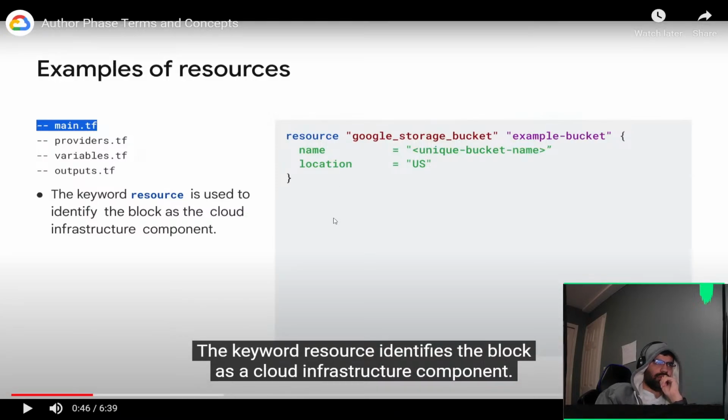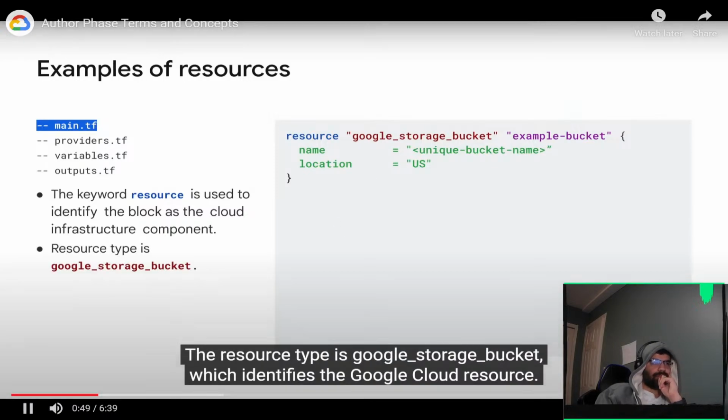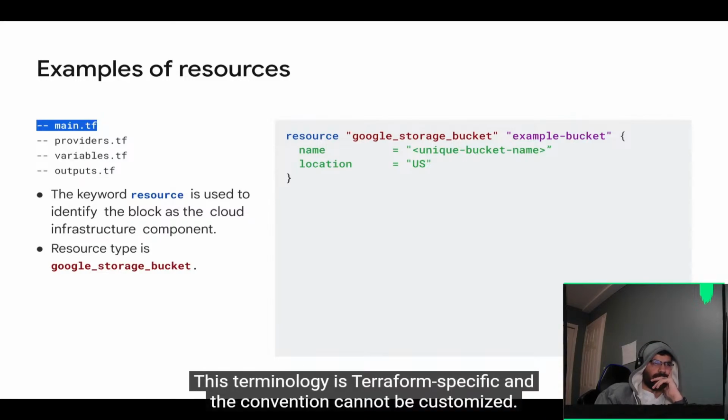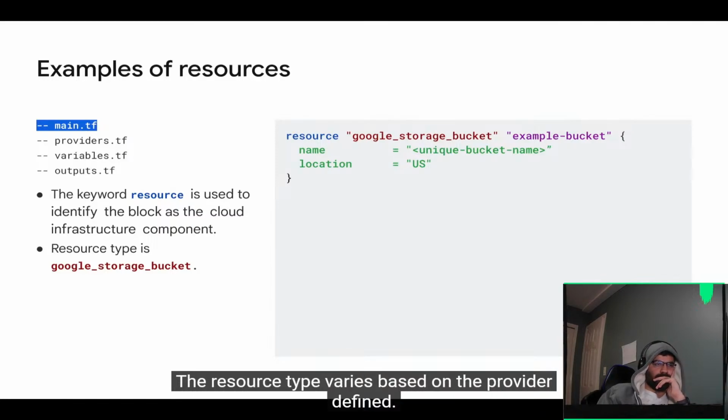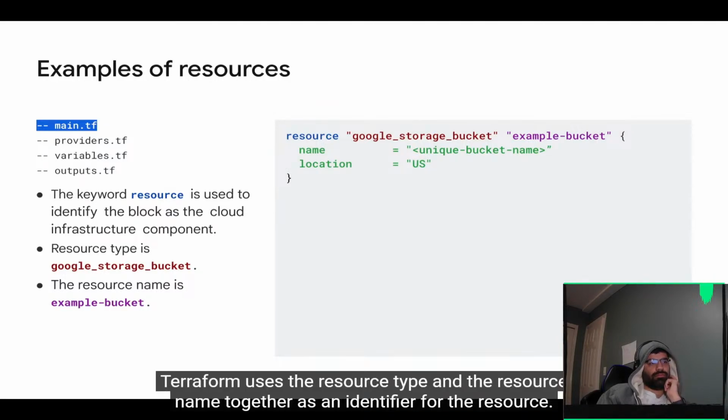The keyword resource identifies the block as cloud infrastructure. The resource type is google_storage_bucket, which identifies the Google Cloud resource. This terminology is Terraform specific and the convention cannot be customized. The resource type varies based on the provider defined. The resource name is example_bucket. Terraform uses the resource type and the resource name together as an identifier for the resource.